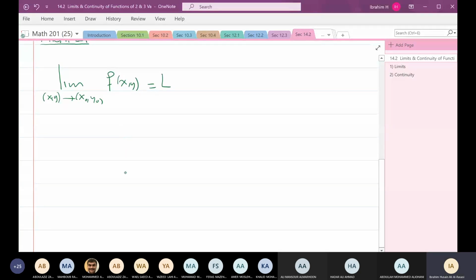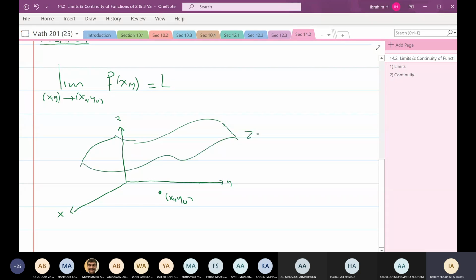You have something like this. This is the space: this is x, this is y, and this is z. Now I am approaching (x0, y0). The domain of the function will be the floor. So take a point in the domain, this is (x0, y0). The function is a surface, so this is S, a surface, z equals f of x, y. Here is a hole, and this is L.